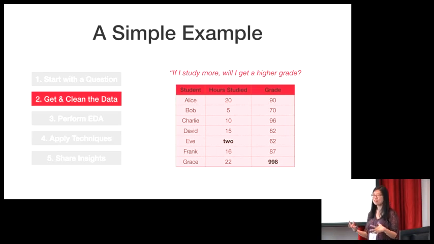So at this point, you're going to have to make a few assumptions. I'm going to assume that that 2 means a 2, and that 908 was actually 98. It might not always be correct, but I think it's a pretty good assumption to make at this point. OK, great. So I've cleaned the data.